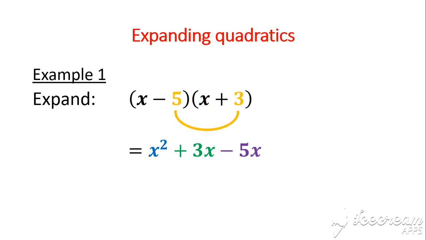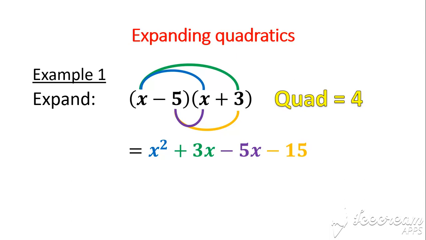And finally, we're going to multiply the 5 times the 3. But notice the 5 is negative and the 3 is positive. So we have to go negative times positive makes negative. So we have to write down minus 15. Do you remember that there are 4 rainbows, 4 multiplication steps you have to do to expand quadratics? Quad means 4, to help you remember.